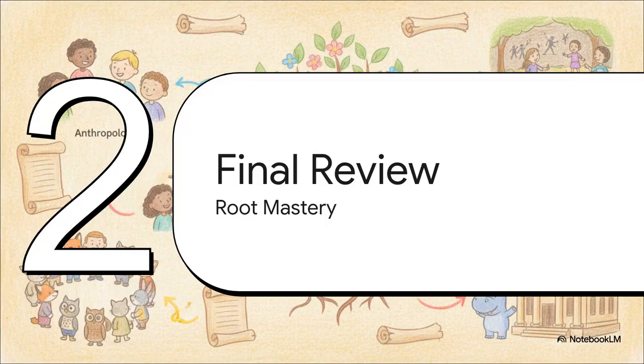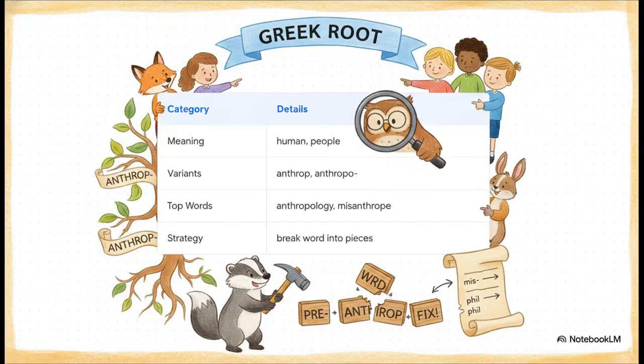You've made it through the training camp. Let's move to our Rootmaster final review and lock all of this in. The absolutely crucial point of this entire explainer is to always look for the root variants anthrop or anthropo. Spot those prefixes like miss or phil, and always rely on your champion strategy. Break the word into pieces before you try to define it or spell it. It works like magic every time.